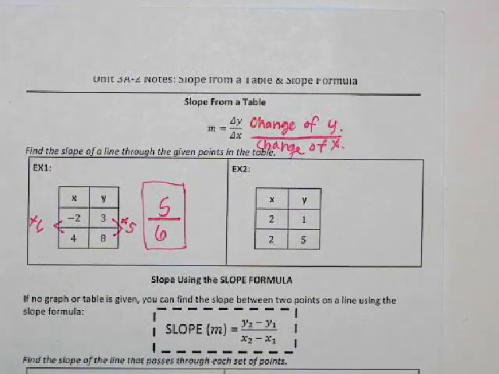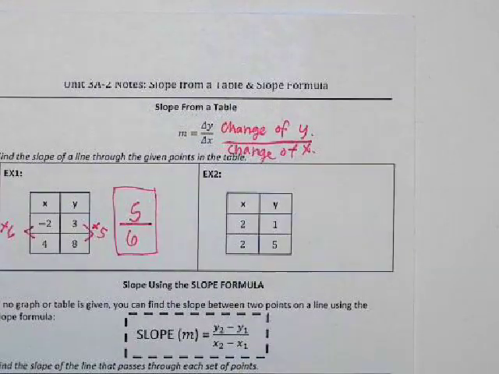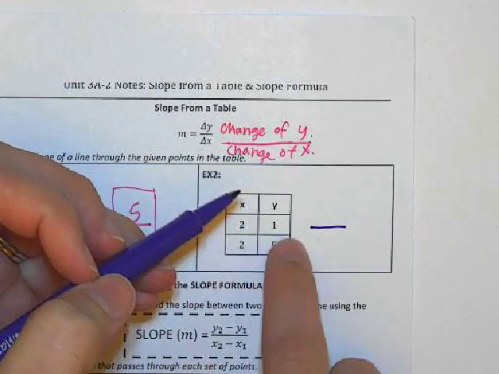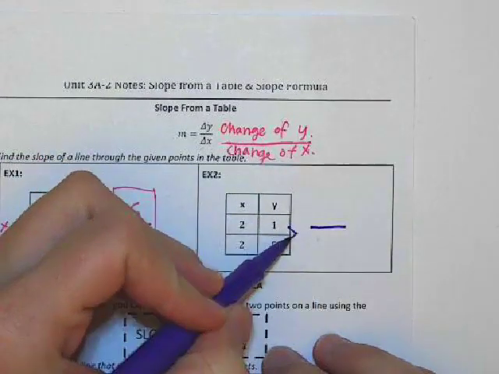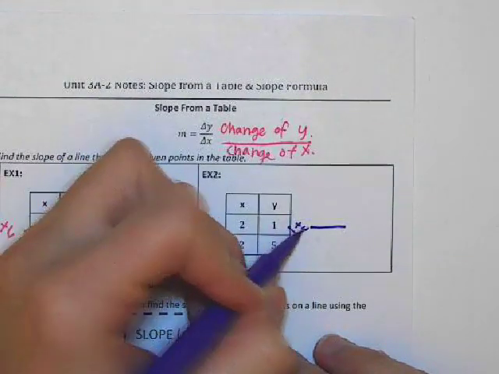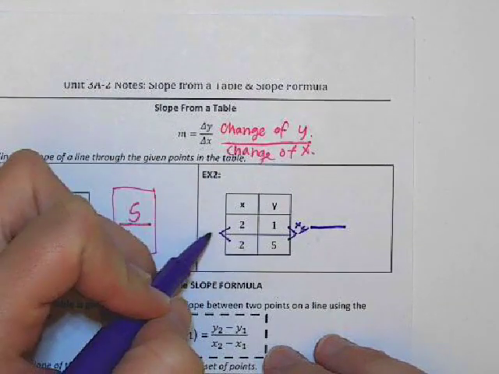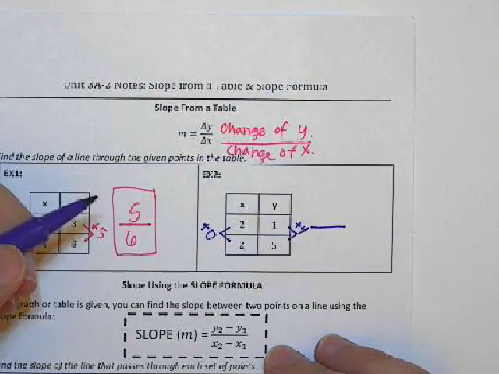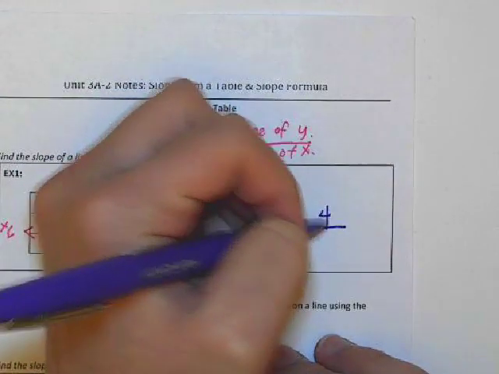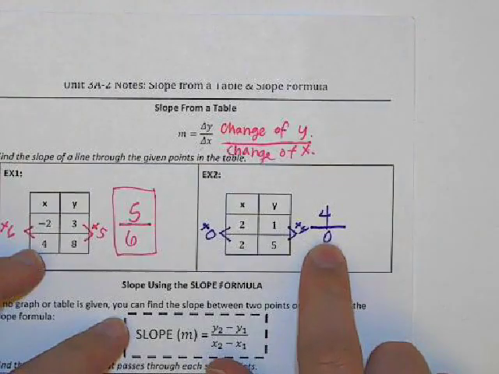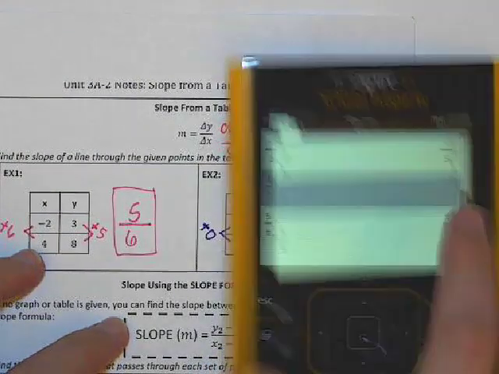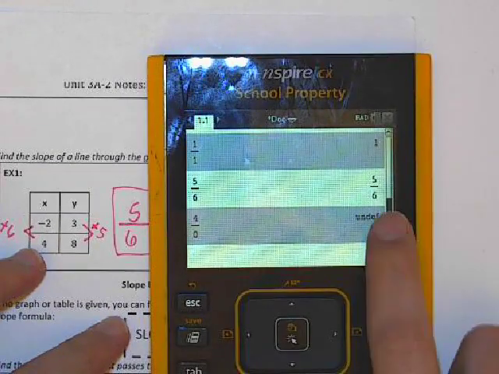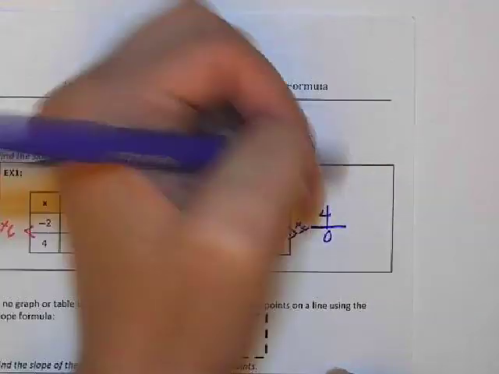Okay? Number 2. Change of y goes on top, change of x on bottom. How do I get from 1 to 5? Plus 4. How do I get from 2 to 2? 0, right? It's not moving. So I've got 4 over 0. Can I have 0 on the bottom of a fraction? No. Well, let's see what my calculator says. Undefined.